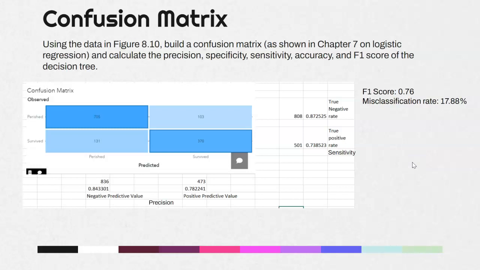So the confusion matrix. Using the data in figure 8.10, we found that when building a confusion matrix and calculating the precision, specificity, sensitivity, accuracy, and F1 score on the decision tree, the F1 score is 0.76 and the misclassification rate is 17.88%. There are some other numbers, as you can see on here, but I won't go through all of them. I'll go ahead and move to the next slide.